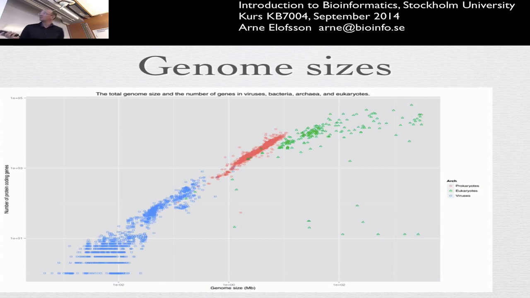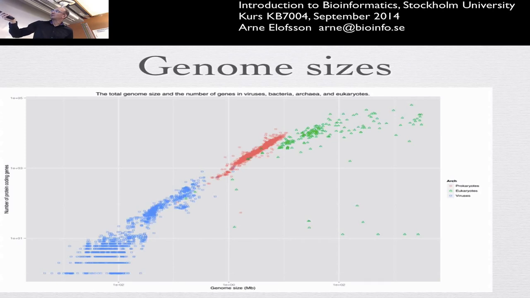So this is another slide of the same thing. It's viruses, prokaryotes, eukaryotes. You see there's some overlap. And this is genome size. And this is number of genes. And it's kind of a linear relationship, but there is a large spread. So particularly here, there's a lot of overlap.